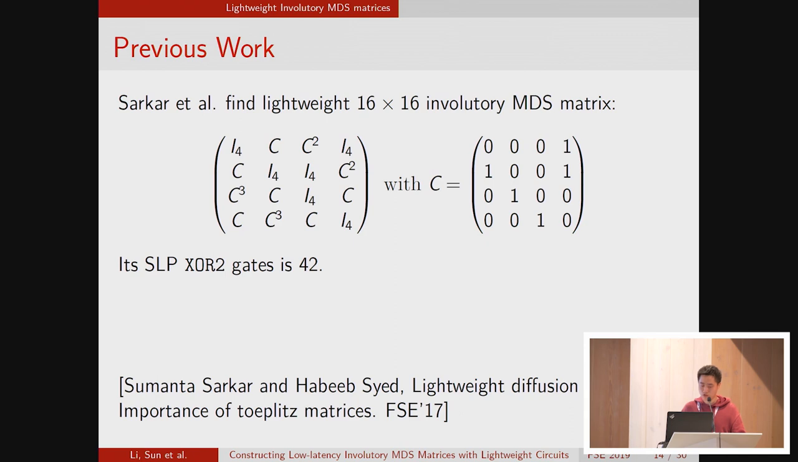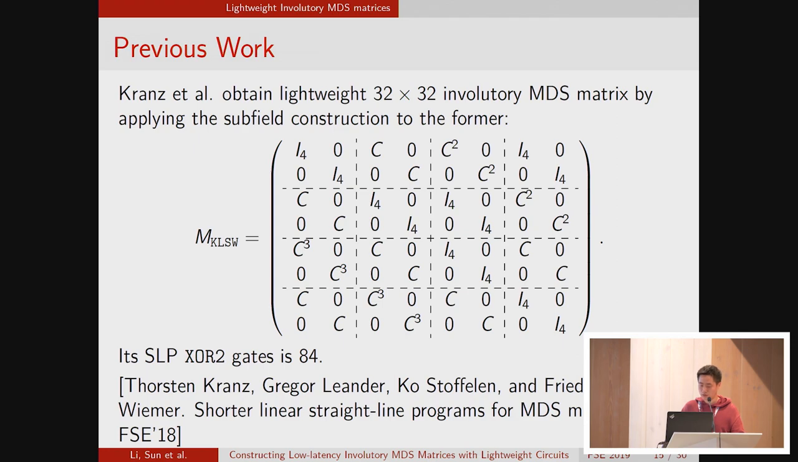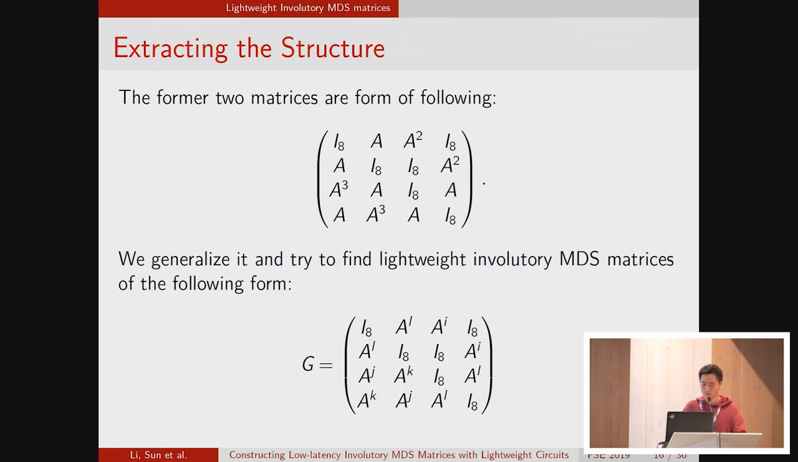Okay. We introduce some previous work relevant to our work. Sakai et al. found a lightweight 16 by 16 involutory MDS matrix of this form, where C is the companion matrix of x to the 4 plus x plus 1, and its SLP XOR count is 42. And Kranz et al. obtained a lightweight 32 by 32 involutory MDS matrix by applying the subfield construction to the former. The subfield construction just doubles each submatrix of the matrix, so its SLP XOR count is doubled. Here, the Kranz matrix has an XOR count of 84.